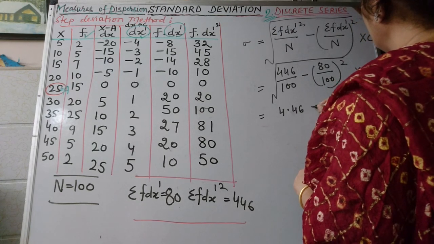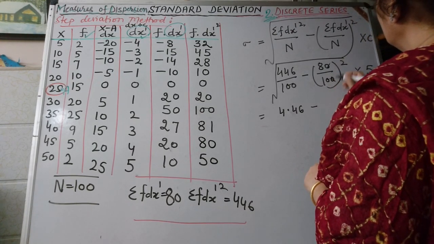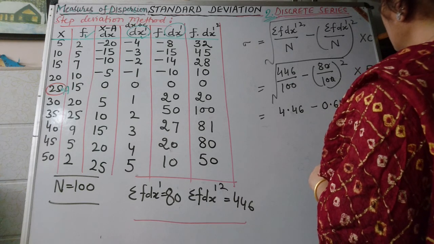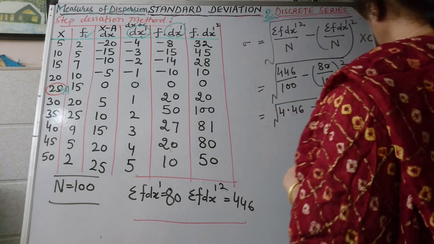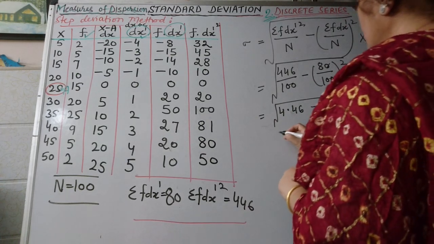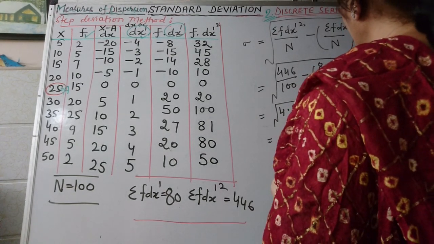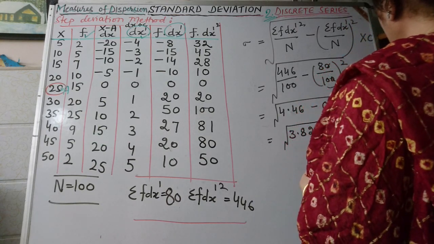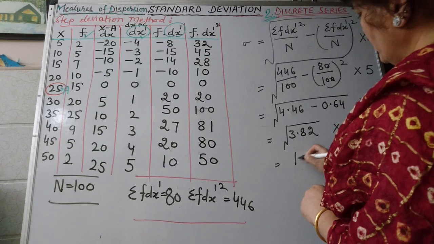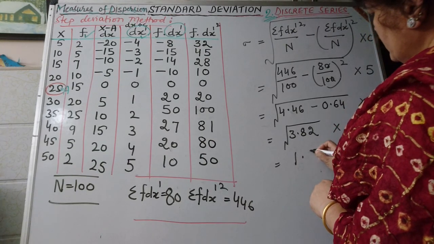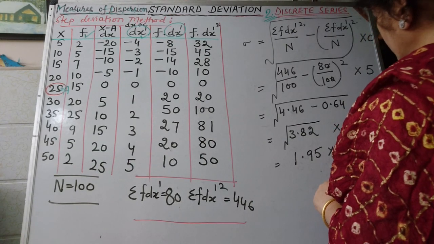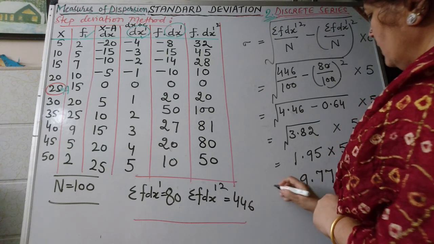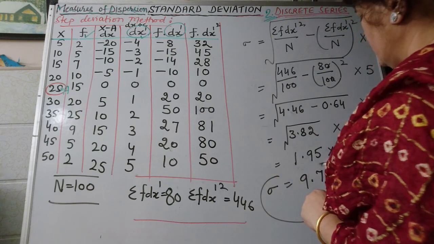This is equal to the square root of 4.46 minus 0.64, multiplied by 5, which is equal to the square root of 3.82 multiplied by 5, which is equal to 1.95 multiplied by 5, which is equal to 9.77. This is the value of the standard deviation.